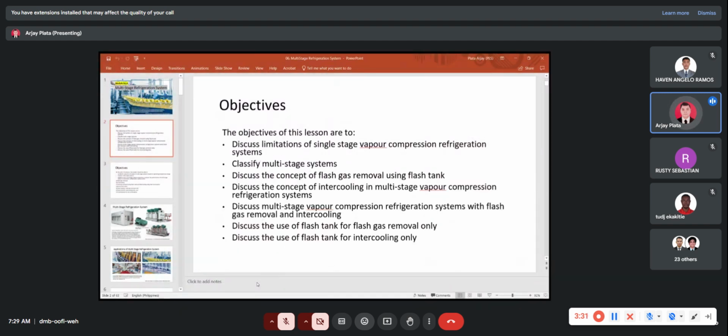Next, we will classify multi-stage systems. Next, we will discuss the concept of flash gas removal using flash tank. Next, discuss the concept of intercooling in multi-stage vapor compression refrigeration systems. Discuss multi-stage vapor compression refrigeration systems with flash gas removal and intercooling, and discuss the use of flash tank for flash gas removal only. And discuss the use of flash tank for intercooling only. So we have intercoolers in multi-stage refrigeration systems.